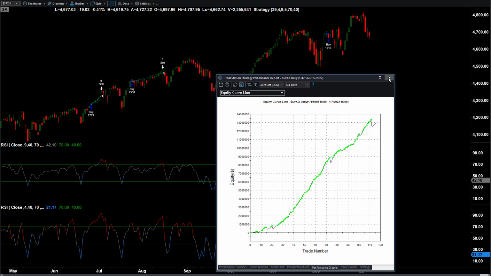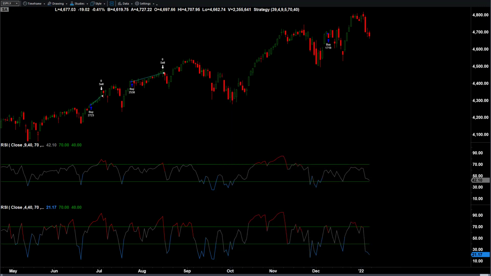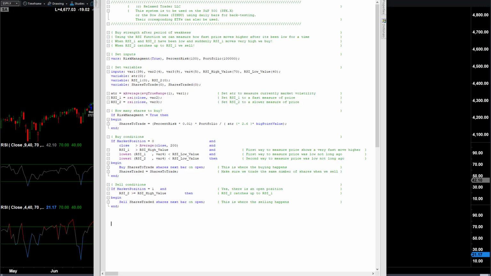So let's go in and look at the code really quickly, so that if you want to follow along and make this system, you can do so as well. And I'm going to show you what the system has returned since 1920 in just a moment. So that's going to be really, really cool.